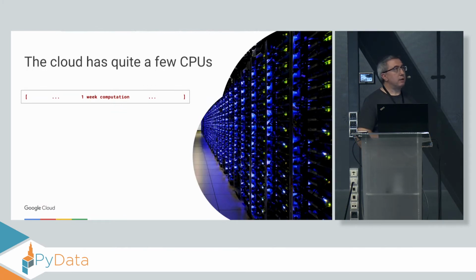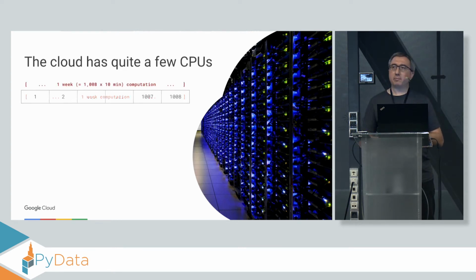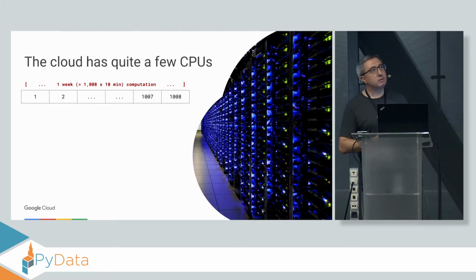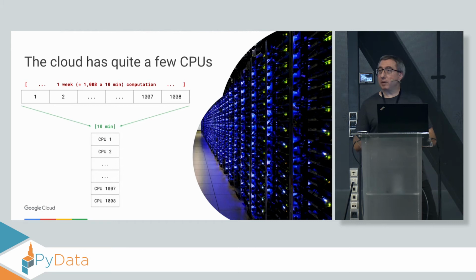So here, the clouds have quite a few CPUs. So if I'm taking this time a 1-week computation, I split it into roughly 1,000 chunks. Then I'm going to get back to my 10 minutes. So I calibrated this presentation for 10 minutes because this is roughly what it takes me to get a coffee, 10 minutes, okay?